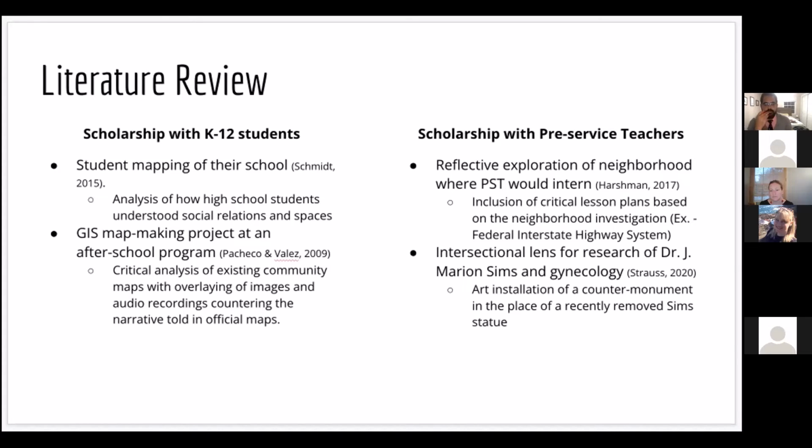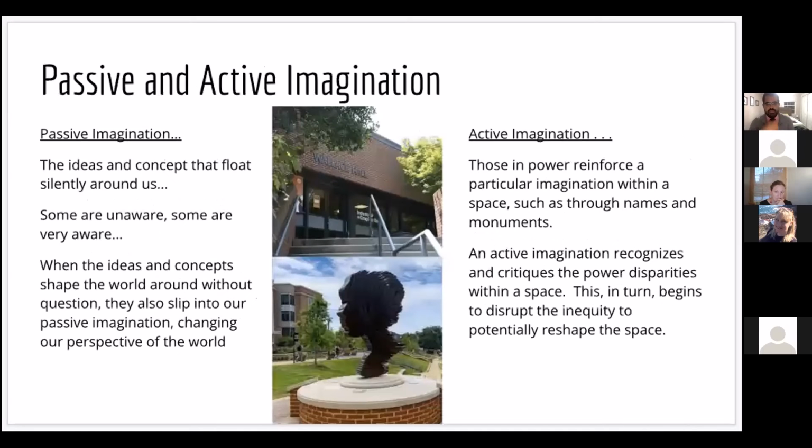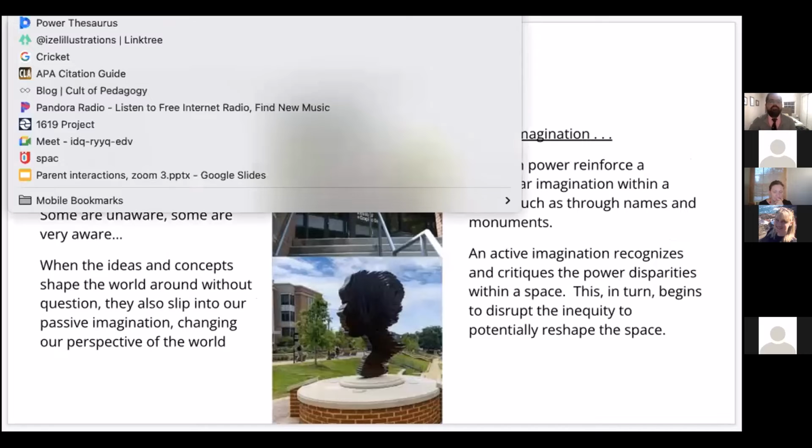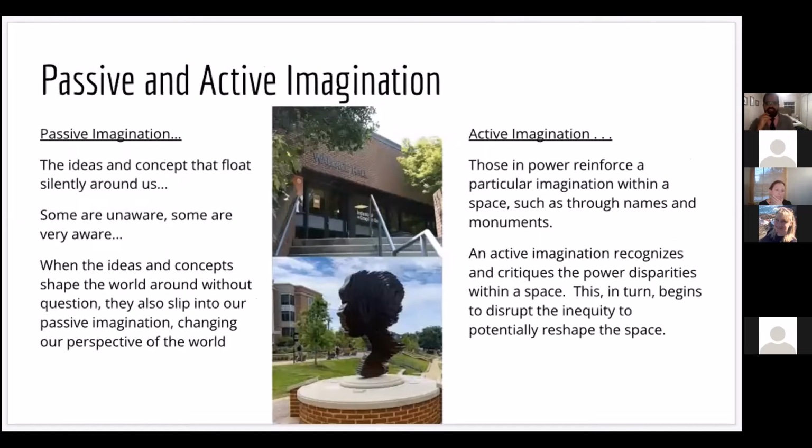And so these are just a few examples of how education scholars have used these theories with students. One, to help students critically analyze a space, but two, to also provide opportunities for students to remake spaces or to think about remaking spaces. So this led us to thinking about the ways in which imagination guides our thinking about space, both passively and actively. And I'll talk about the passive, and Sarah will talk about the active.